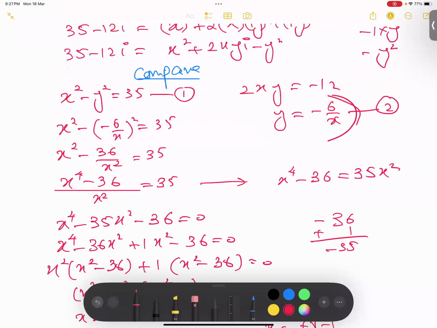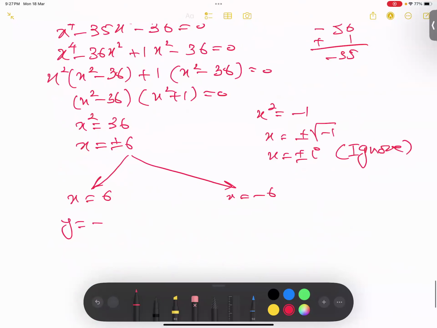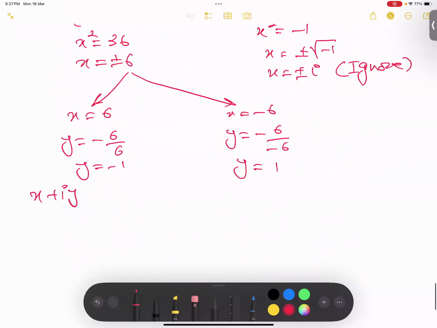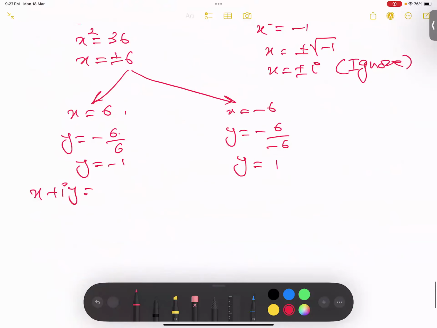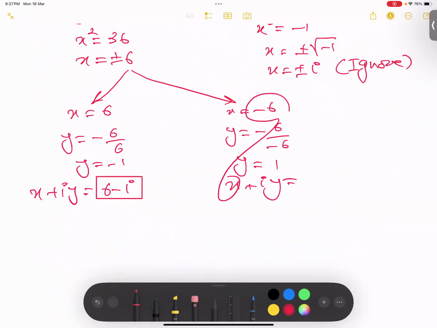And this equation I will use again: y is equal to minus 6 upon x. So this x will go down, and I get y equal to minus 1. And this minus 6 goes down, and I get here y equals plus 1. And the formula is x plus iota y. Look on the top, this was the question, outside plus and minus. So I think very clear. If I plug in this 6 here, I get 6, and minus 1 here, I get negative iota. This is my first answer. Same approach, if I copy this negative 6 here and 1 comes in the place of y, so negative 6 plus iota. So this is my second answer.